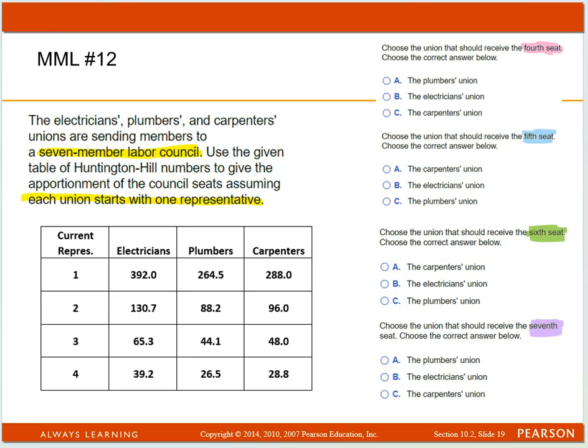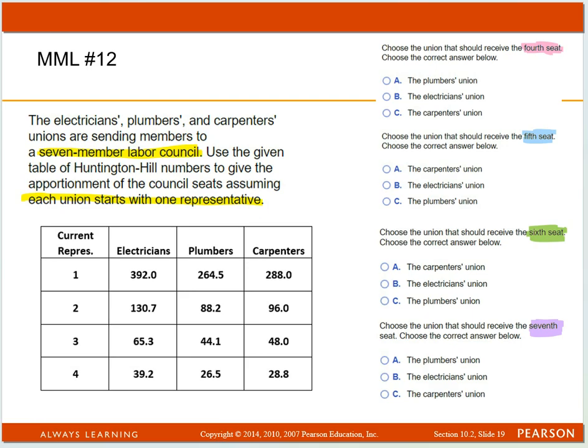Because electricians, plumbers, and carpenters each get 1 seat to begin with, it doesn't matter which one you call first, second, and third. They all get 1. It's that 4th seat. Who's going to get the 4th seat? Which means the 4th seat will actually be the 2nd seat for one of these 3 groups.